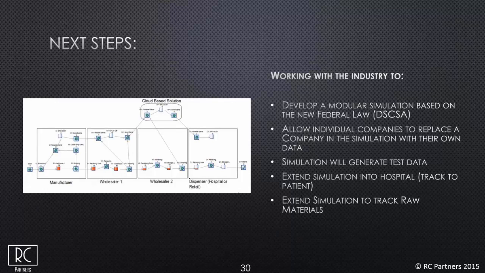Let's say a manufacturer wanted to use the simulation. They would remove the simulated manufacturer, and they could tie in their own systems to produce that data and see whether the simulated dispensers and simulated wholesalers would react properly. Could they handle the data? So is the manufacturer producing the right data? Or a wholesaler, we could remove wholesaler number 1 in this case, and they would start to receive simulated data from the simulation from that manufacturer. So in essence, they're receiving test data from the simulation.